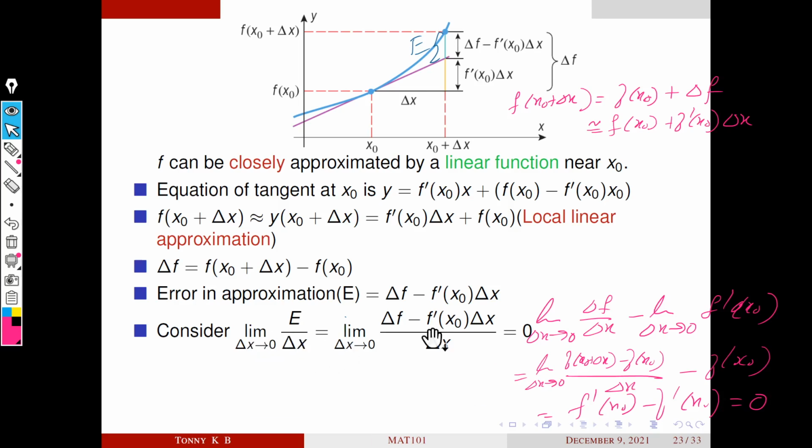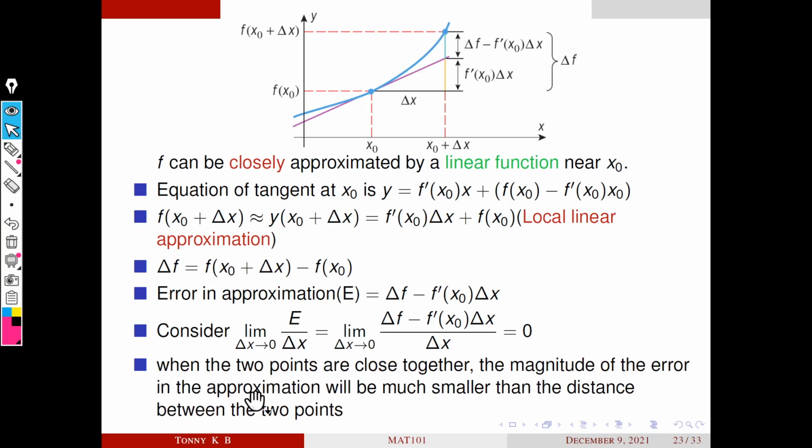So since this limit is 0, this means the error is much smaller than delta x whenever delta x is close to 0. Delta x close to 0 means our point is close to x naught. So if we approximate linearly using nearby points of x naught, then the approximation is better because that error is less than the distance between the points. This distance is very small, so the error is also very small. Clear? So this is the idea.